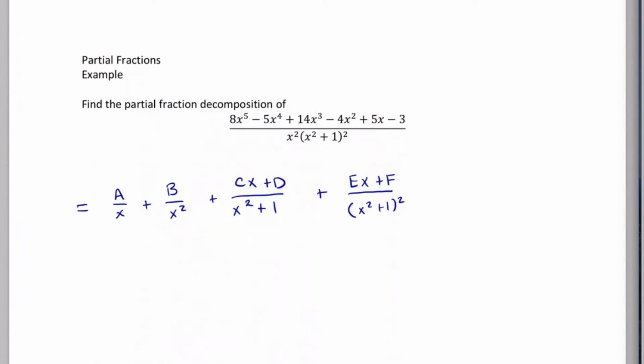And so now what? Think of this as the left-hand side of my equation, and that's equal to what I just wrote on the right. I want to get rid of all of the denominators. So I'm going to multiply everything times x squared plus 1 squared, and I'm going to do the same thing over here.